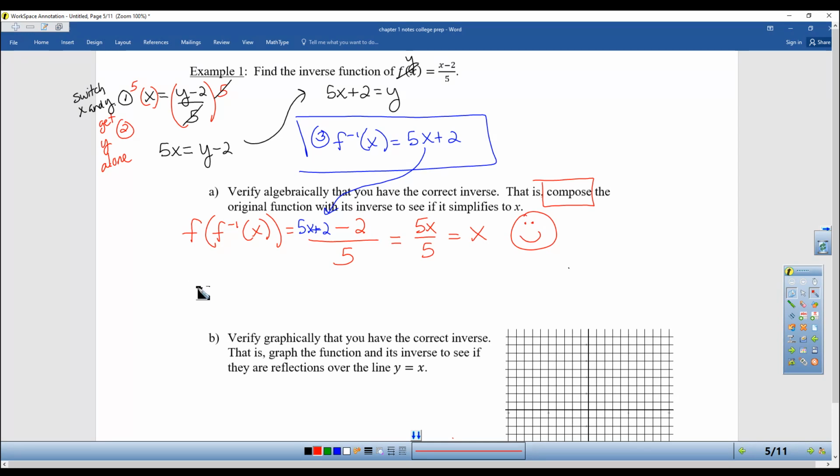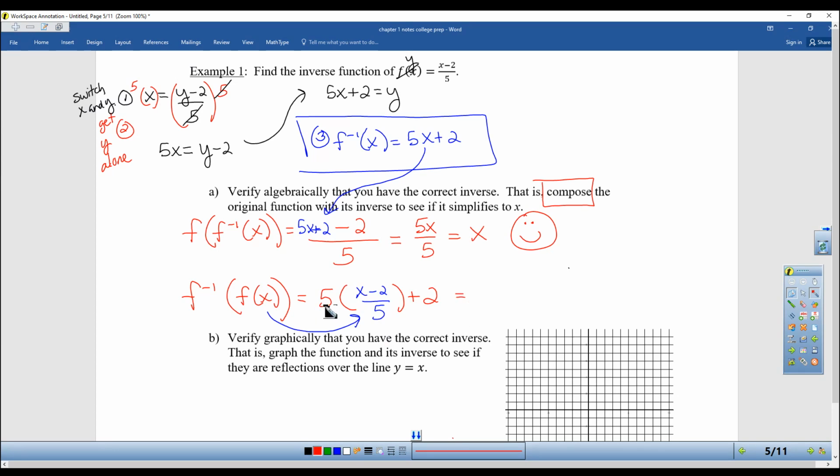Now I'm going to do it the other way. If I put f of x inside f inverse, it should work. So f inverse, always write the beginning, but leave the x out. So f inverse is 5 times something plus 2. What is that something going to be? F of x. That's what I'm going to put inside. So I'm going to put x minus 2 over 5 in that spot.